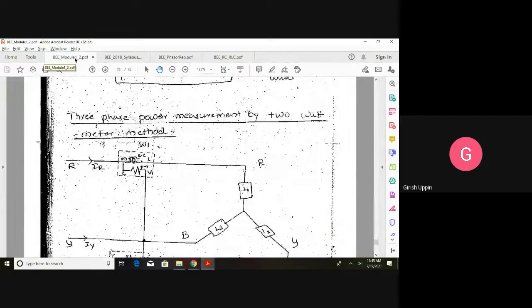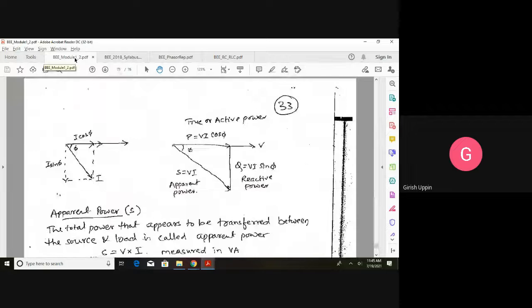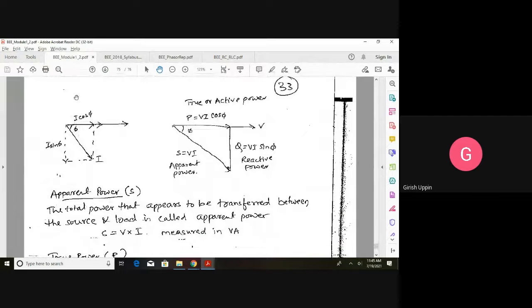Similar to the voltage triangle and the impedance triangle, we can have the power triangle. Consider an RL circuit where the current is lagging the voltage by an angle phi. If I resolve this current I into x-axis and y-axis, on the x-axis I get I cos phi, and on the y-axis I get I sin phi. I cos phi is in phase with the voltage V, and I sin phi is lagging the voltage by an angle of 90 degree.